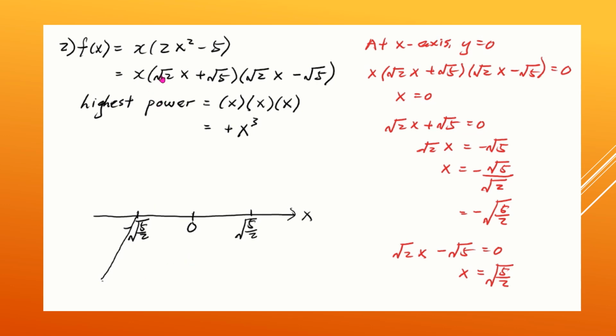Then when we look at the factors, we find that all the factors have power 1. So the graph will just go through each point here. Now the graph goes through negative square root of 5 over 2, goes through 0, and also goes through square root of 5 over 2. So this is the curve.